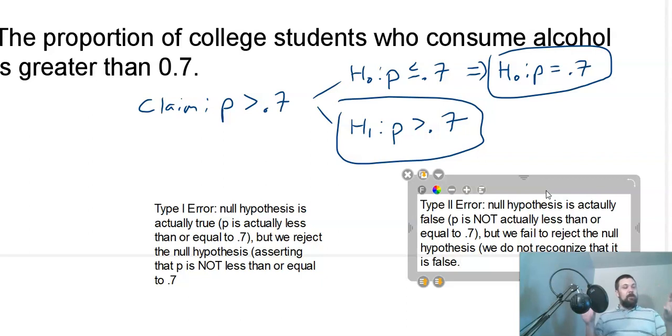Now, what kind of bothers students about this is, well, which one is it? Is the null hypothesis actually true? Is it actually false? We don't know. Oh, I can't believe I spelled actually wrong, and I didn't even catch it this time. Sorry about that. We don't know, right?